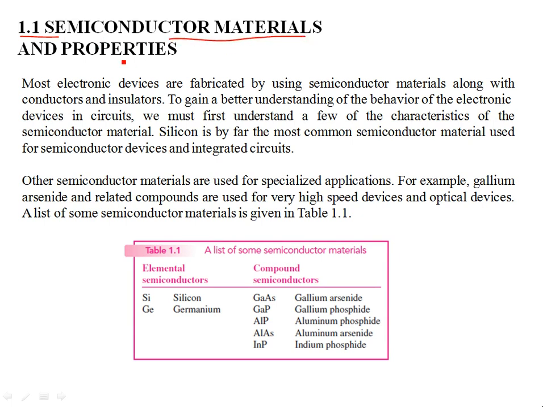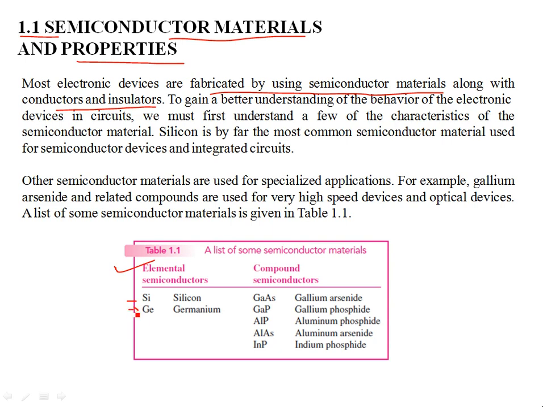It's on semiconductor materials and properties. Now, you see most electronic devices, which are fabricated by using semiconductor materials along with conductors and insulators, are based on silicon. Silicon is widely available. There are other advantages associated with silicon. For example, silicon is flexible. Silicon has a better integration with front-end electronics. It's abundantly available.